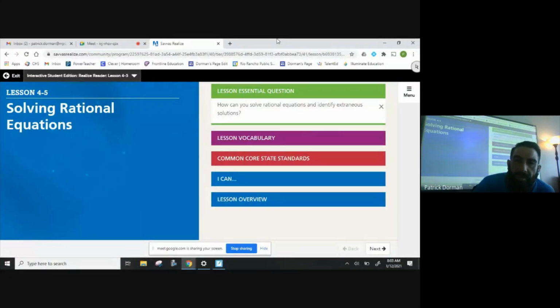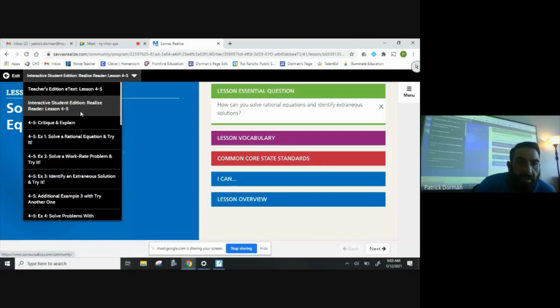So, of course, our essential question is how can you solve rational equations and identify extraneous solutions? We'll talk a little bit about the extraneous solutions part, but that's going to be more on our next lesson for Thursday. So let's just go ahead and get right into a problem real quick.